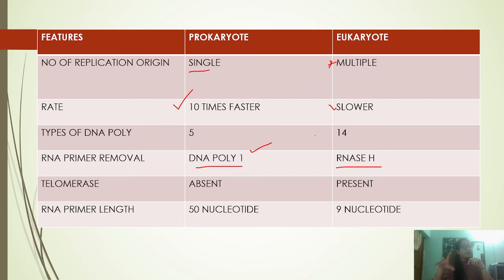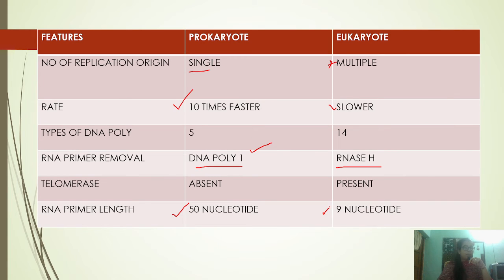Then one interesting fact is telomerase. What is telomerase? We will deal with it in the next part of the video when we read about telomerase replication, because telomere is a part of the eukaryotic chromosome. For now, understand that in prokaryotes the telomerase is absent, whereas in eukaryotes the telomerase is present. And the length of the primer in prokaryotes is 50, whereas in eukaryotes it is 9. So this is all about this.